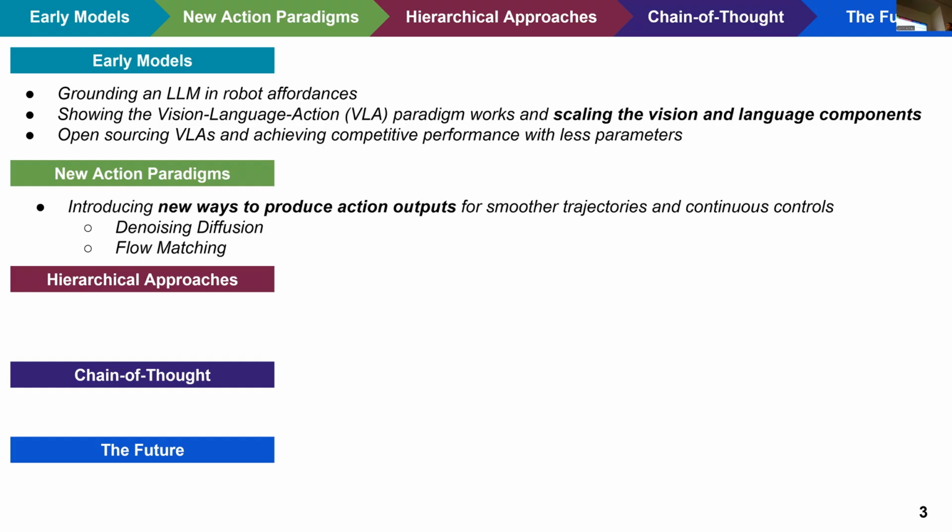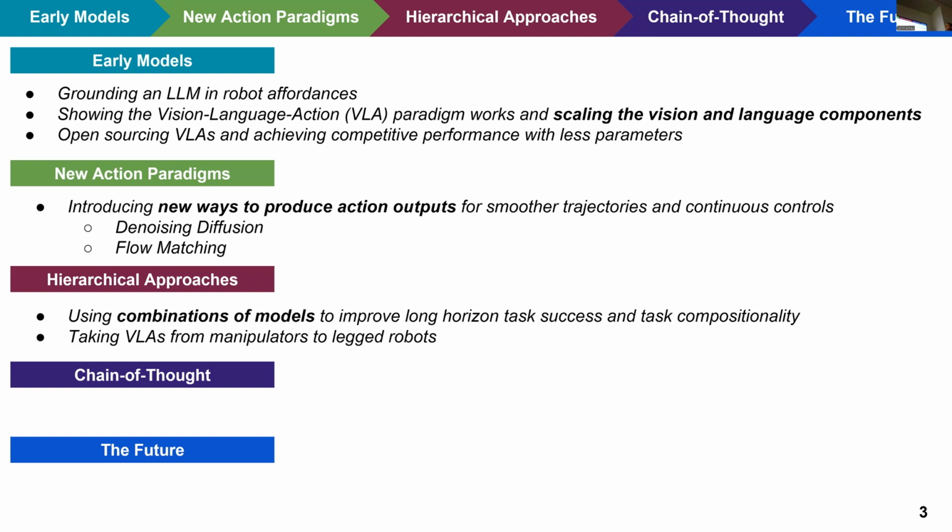After that, we'll move into new ways to actually produce those actions. So can we actually get smoother trajectories or continuous controls rather than kind of jerky robot movements? And following that, we'll move into some hierarchical approaches. So these are combinations of models to improve the long horizon task success and our task compositionality, which means our ability to chain skills together. And we'll take VLAs from manipulators to legged robots and see what kind of things we can do there.